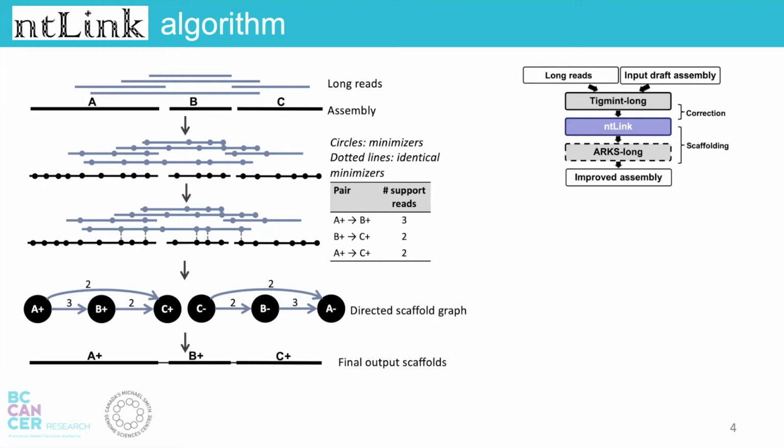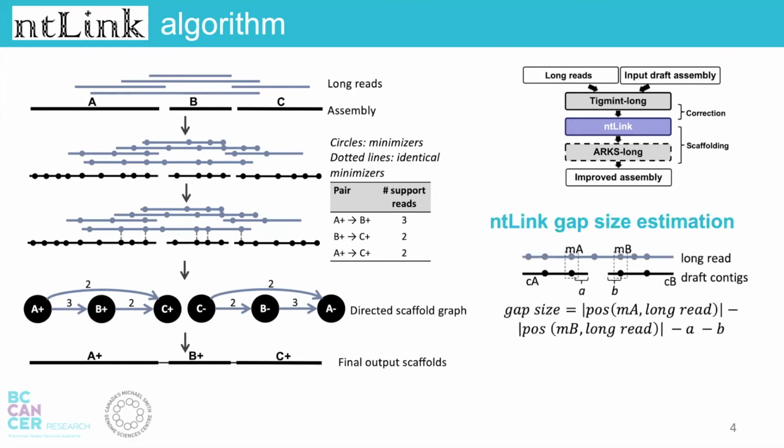Given all of that information, it's represented as a directed scaffold graph where the nodes are oriented contigs and there are edges created between the contigs in the pair, with the edge weight being the number of supporting reads. That directed scaffold graph is then input to a scaffolding layout tool called abyss-scaffold, which is part of our ABySS suite of tools, to generate your final ordered and oriented scaffolds. Another detail is that NT-Link does perform gap size estimation, and that's done using the positions of minimizers in the long reads compared to the draft contigs. Of course, this gap size can be negative, and that would happen if the contigs overlap.